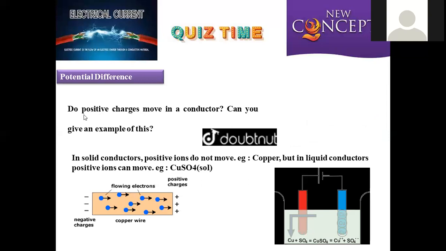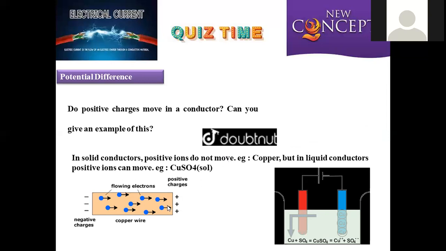Now, another question is there. Do positive charges move in a conductor? Can you give an example for this one? I collected this answer from Doubtnet. Thank you very much for your valuable information. In solid conducting material, positive ions do not move.